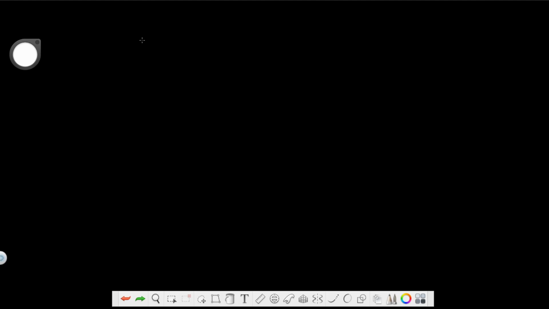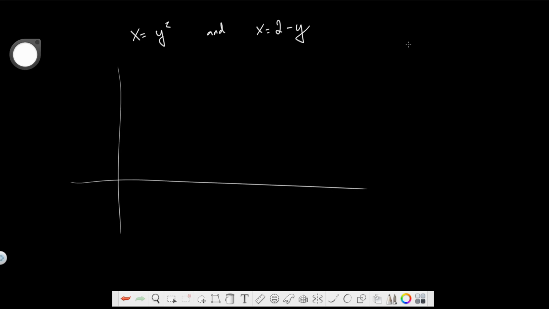So I want to look at the following two curves and the region defined by them: x equals y squared and x equals 2 minus y. All right, so let's draw these things. Oh, and I want to revolve this about the line y equals 1. That's important. That makes this a problem.